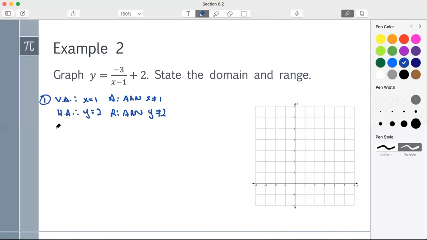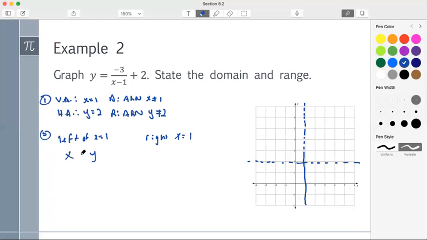Okay. And then step 2, we're going to pick points. I like to graph my asymptotes. So here's x equals 1. Okay. And then here's y equals 2. All right. So we're going to pick to the left of x equals 1. And then we're going to pick to the right of x equals 1. And we just pick a few points here.